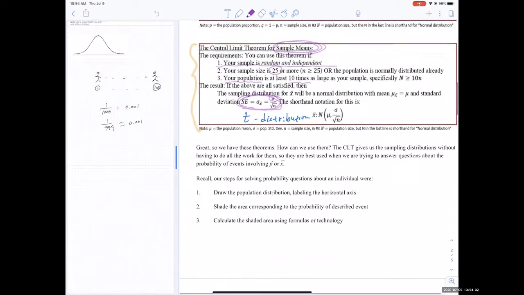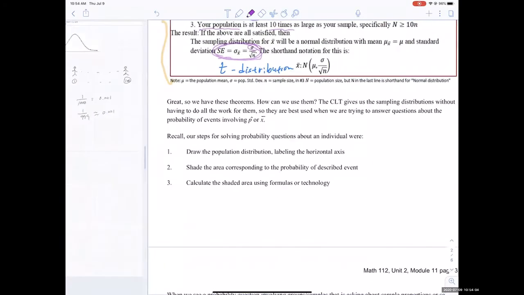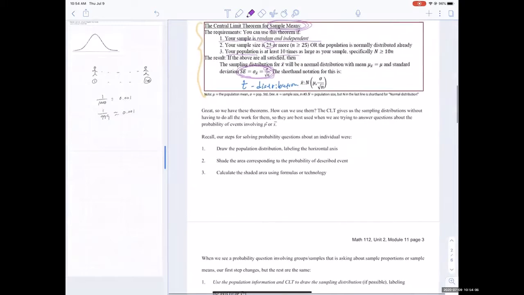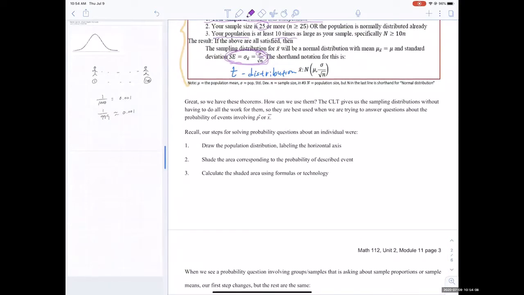So far, so good. Let's go through. So great, we have these theorems. So how can we use them? Central limit theorem gives us the sampling distribution without having to do all the work for them, right? So they are best used when we're trying to answer a question about the probability of an event involving the proportion and the mean. Okay, proportion and the mean.